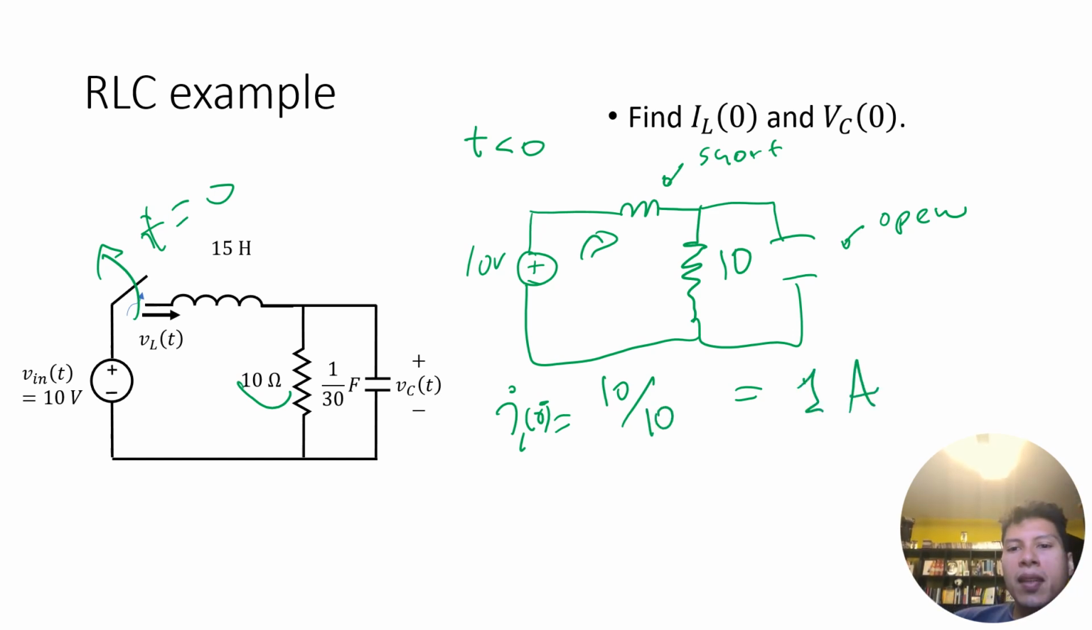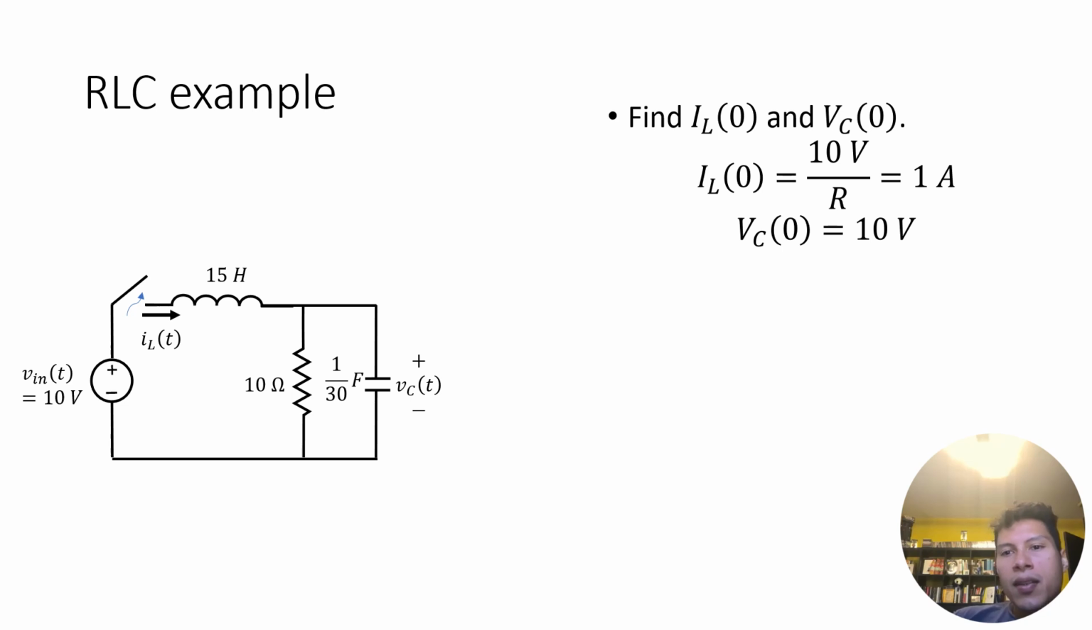So 1 amp. And then the capacitor behaves as an open, so there's no impedance associated with it. Now to find the voltage drop across here, that's just going to be 10, because remember this behaves like a short. So VCs of 0 minus will be equal to 10 volts. Now we have our initial condition, and that's what's going to drive the circuit for time greater than 0.